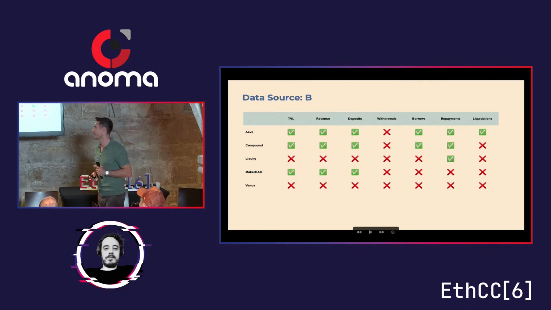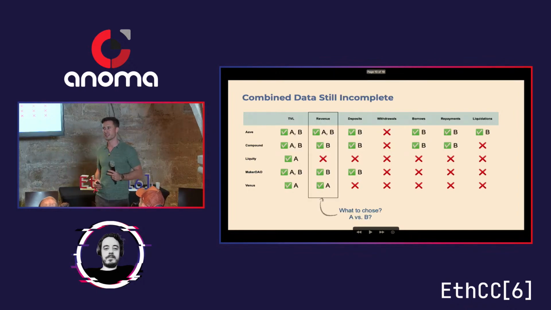However, not all the protocols are being covered. And of course, whenever you try to merge these two data sources, you get something like this, which is a combination between data source A and data source B. And you see that still some metrics are completely missing. But then I'd like to point the attention to revenue. So in this case, you have revenue coming from both sources.